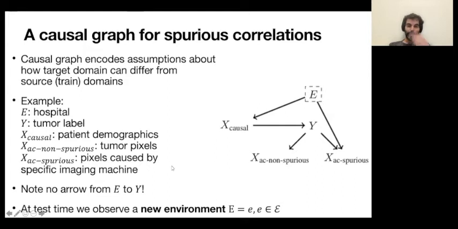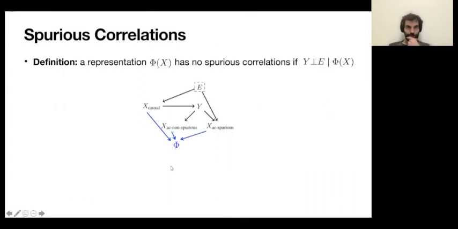Yeah, so at test time we have a new environment. Okay, and now we will say that a representation phi of x has no spurious correlations if Y is independent of E, conditioned on phi of x. So earlier I was talking about f of x, but now just a general representation. So we have phi, it takes in all the x's, but it has no spurious correlations if Y is independent of E, conditioned on phi of x. Okay, so we generate this phi, right? We learn phi.